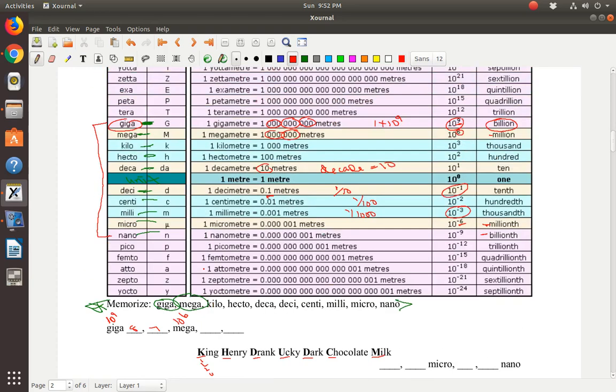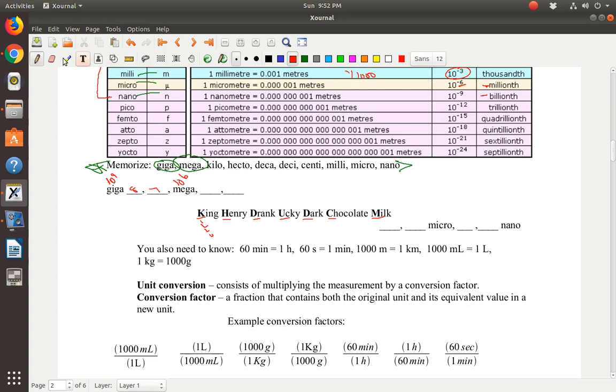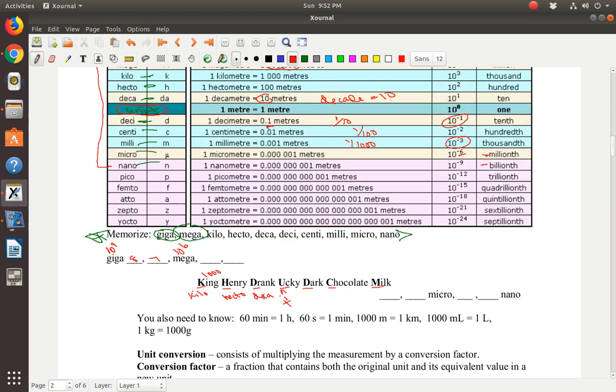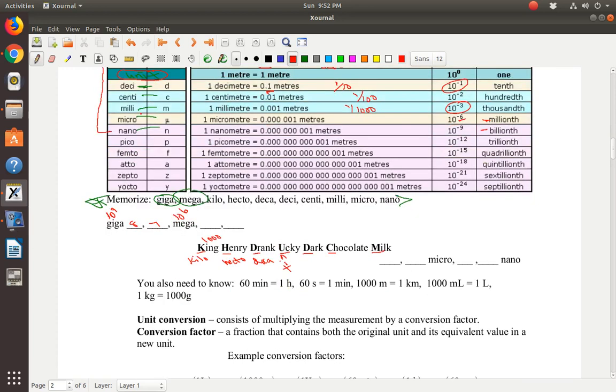K-I-L-O. Did I spell that right? No, only one L. What am I doing? Let's just write that correctly so I don't feel super terrible. K-I-L-O. I understand it better when I write it that way. Kilo for 1,000. There are 1,000 things. Henry is hecto. D is for deca. And drink. U is for unit. And so that's why I put unit up here. Unit is for unit. There's no prefix in front of that one.